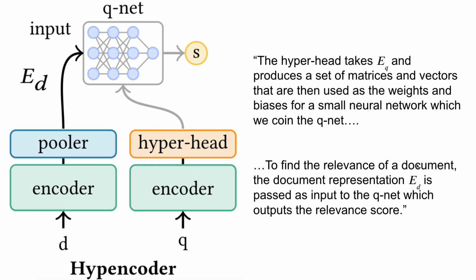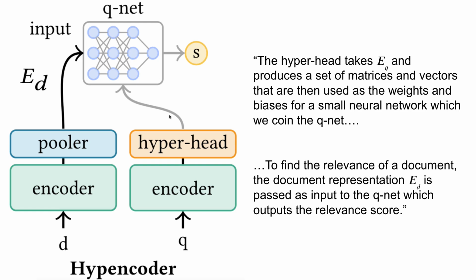And to find the relevance of a document, the document representation, ED, is passed as input to the QNet, which outputs the relevance score. So our document also gets encoded, and we get our ED embeddings. That becomes the input for our QNet, and it spits out a single float value, which is our relevance score. So the main takeaway from this diagram is that the Hypencoder framework is representing our query as a neural network.